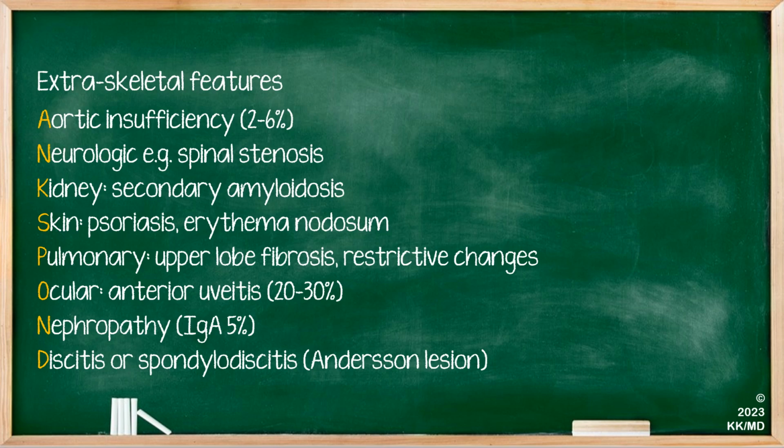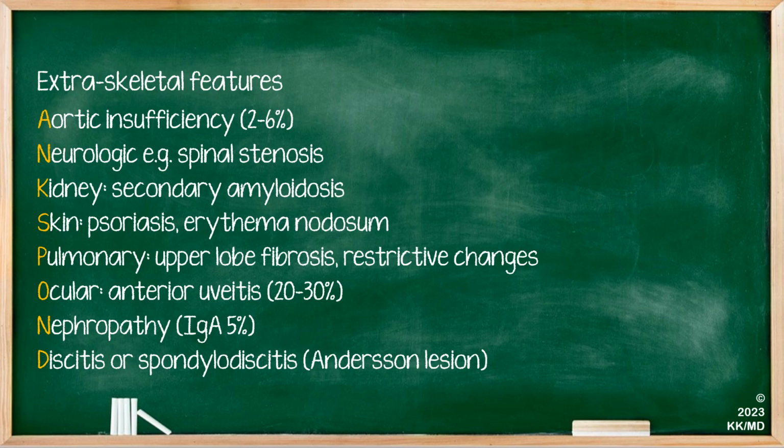AxSpA can affect areas outside the musculoskeletal system, and these can be remembered using the acronym ANCSPOND. So here you can see there is aortic insufficiency in 2 to 6% of patients, neurologic involvement, and this can, for example, involve spinal stenosis due to involvement of the spine in this condition. Ankylosing spondylitis can cause secondary amyloidosis, so can affect the kidneys.